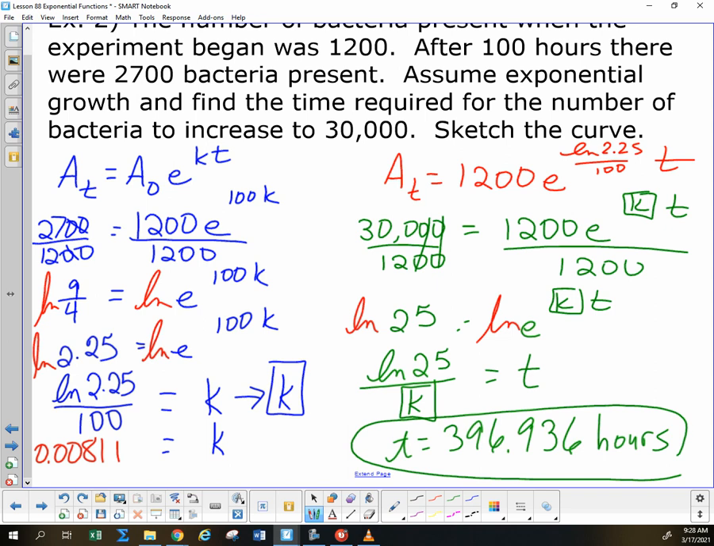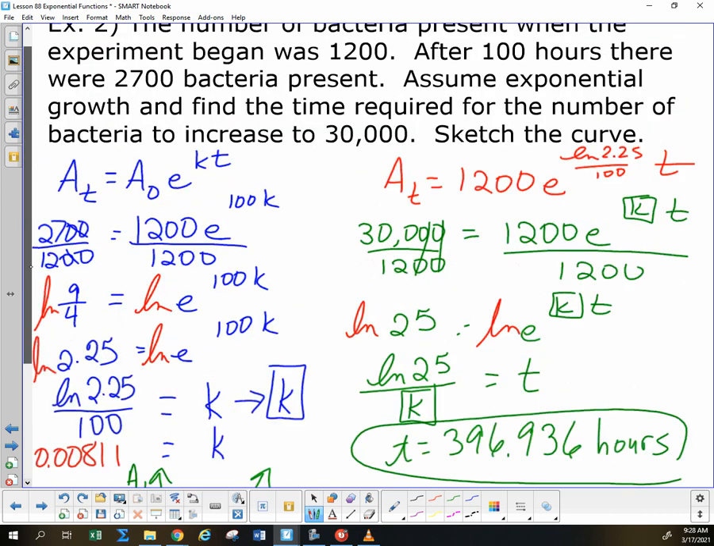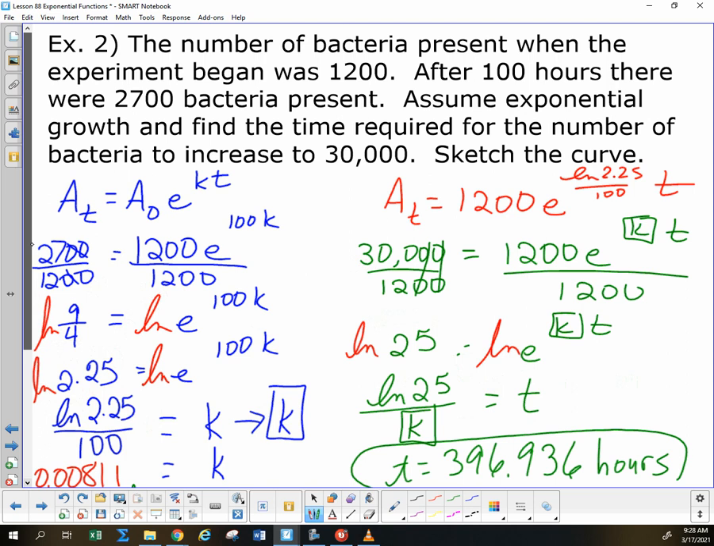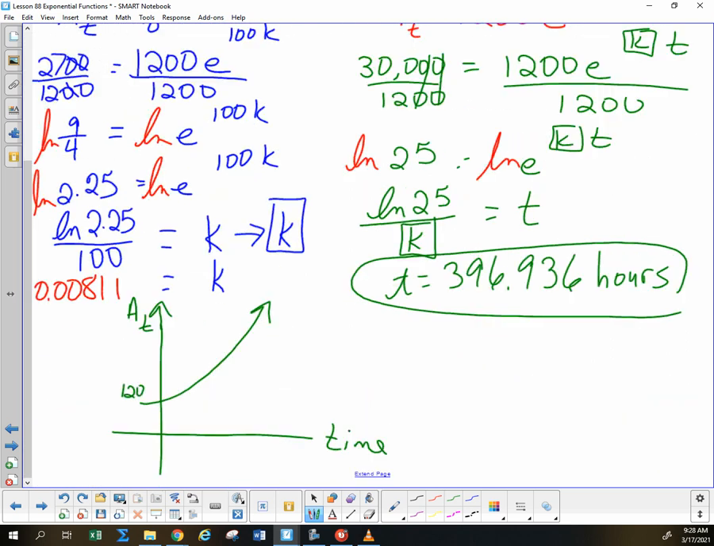Thumbs up or down at home? Okay, then if we want to draw the sketch, we have exponential growth. So we're going to be doing something like this. This is our time. This is our amount at time t. My y-intercept is how much on this one? Shout it out in class. What was my starting value? 1,200, 1,200. So that is my y-intercept. So I have to label that.